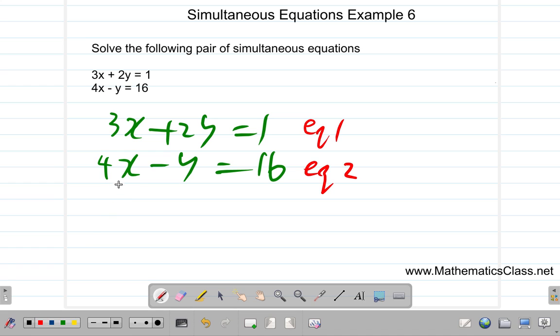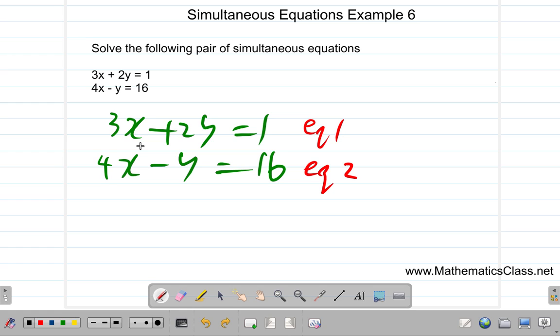Here now, again, we're going to use elimination. If we add or subtract both equations, that won't help us eliminate x or y. Equation 1 plus equation 2 will give 3x plus 4x equals 7x, 2y plus negative y equals 1y.